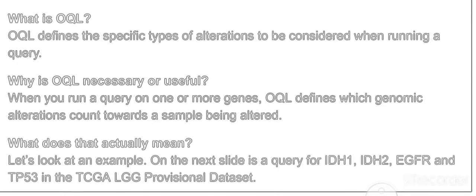Onco Query Language defines the specific types of alterations to be considered when running a query, and why it's necessary when you run a query on one or more genes. Onco Query Language defines which genomic alterations count towards a sample being altered. What does that actually mean? Let's look at an example.